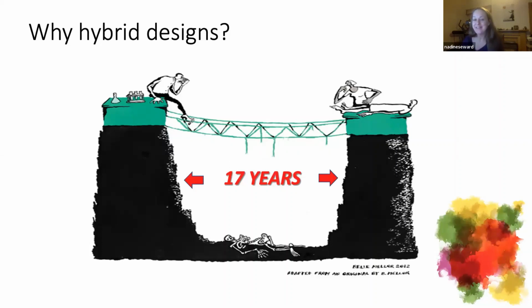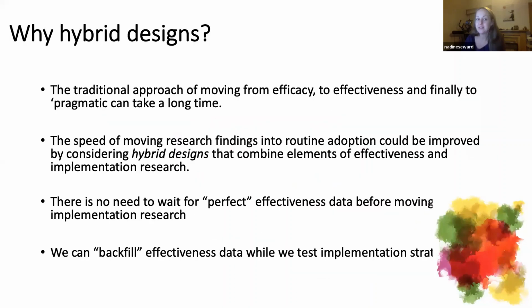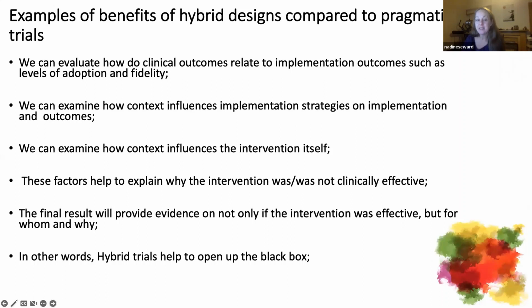Yeah, there's a 17 year gap. And I expect it's a lot more, especially in low resourced settings. It's just super difficult to scale up these interventions. So these hybrid trials are designed to do this. The pragmatic trials, they're okay, but they're not as speedy at moving things from effectiveness to full-blown implementation. And there's no reason to wait for perfect effectiveness data within a pragmatic trial. We can backfill this information when we test the different implementation strategies.